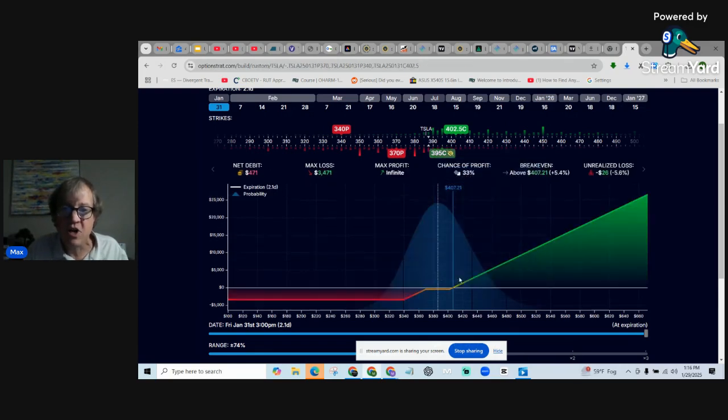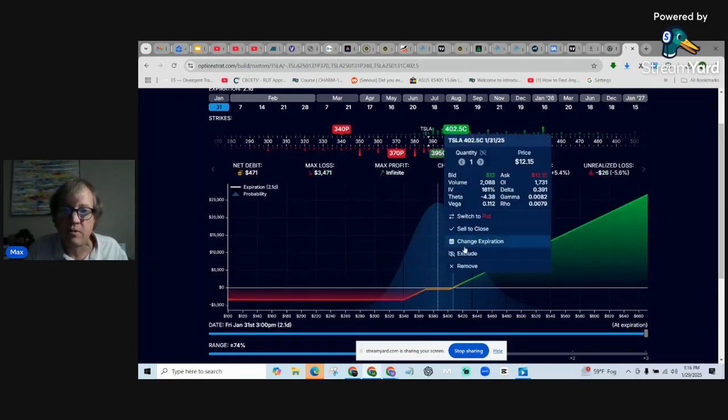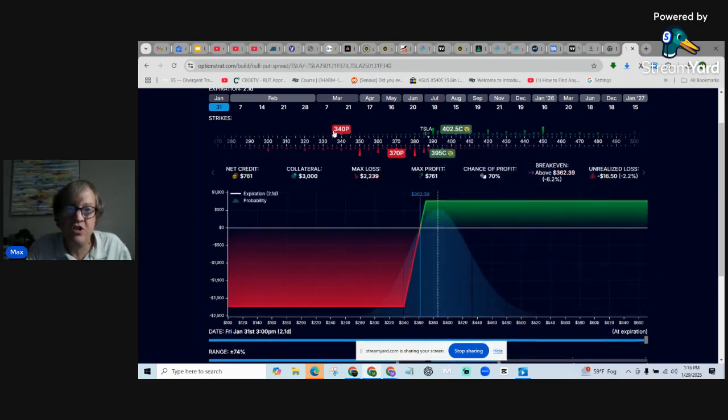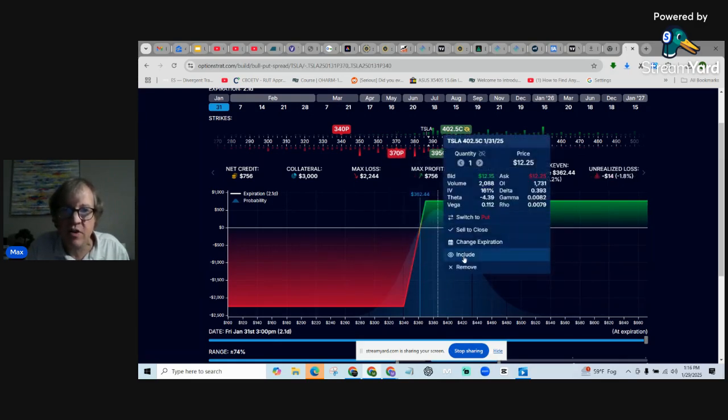Watch this. We're going to exclude the calls. You could just do this trade by yourself too. This trade has a 6% buffer, makes 760. It just doesn't have any upside. But if you don't need upside, this is a fine trade. So this is a put spread. It's a credit put spread or a bull put spread. So now let's light up the other ones.